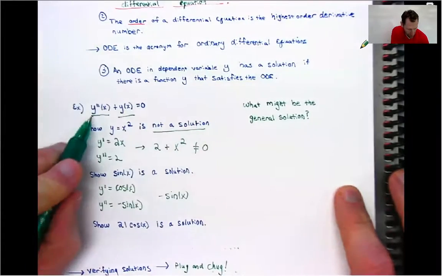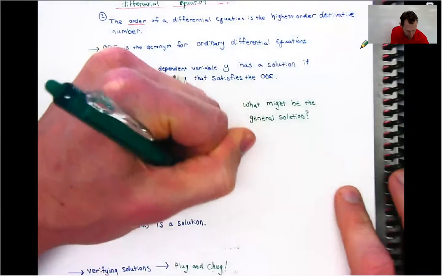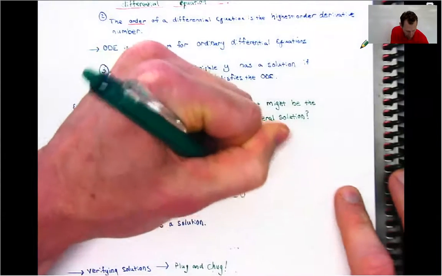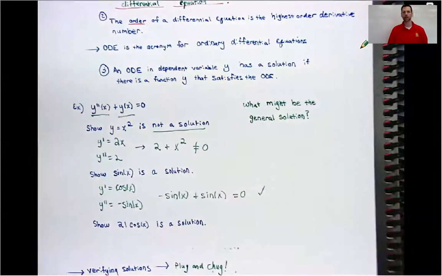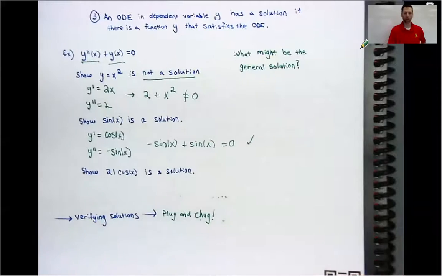We take the second derivative and add that to the original equation, which is sine x. That always sums to 0. And so sine x is a solution to that second order differential equation. But you know what? 21 cosine x is also a solution.